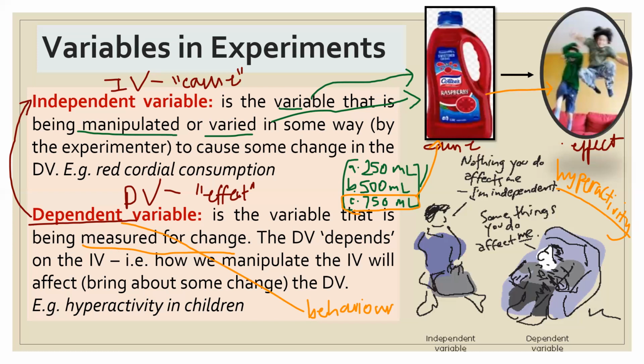Let's just stick to that. Okay, guys, what do we think? Just tell me what you think the IV and the DV is in that scenario that I've just posted in the chat box.